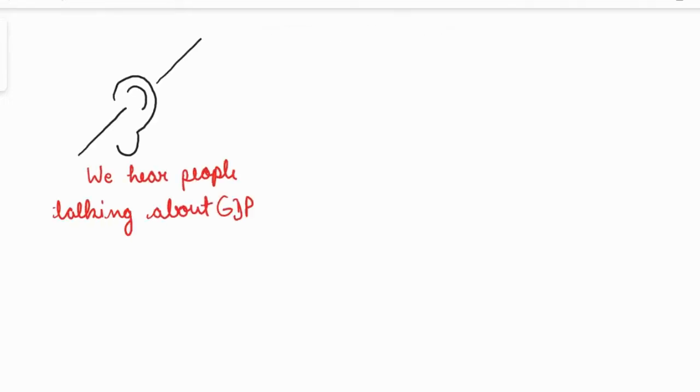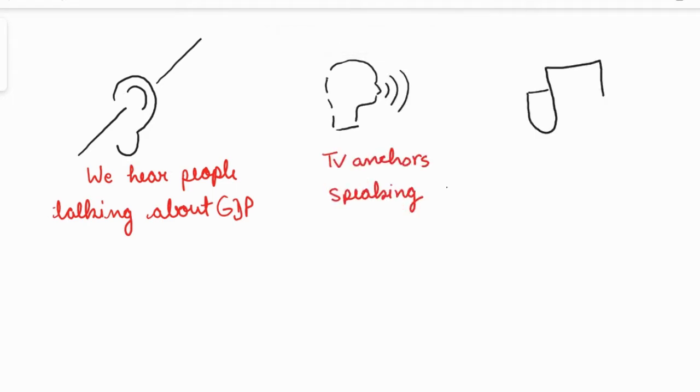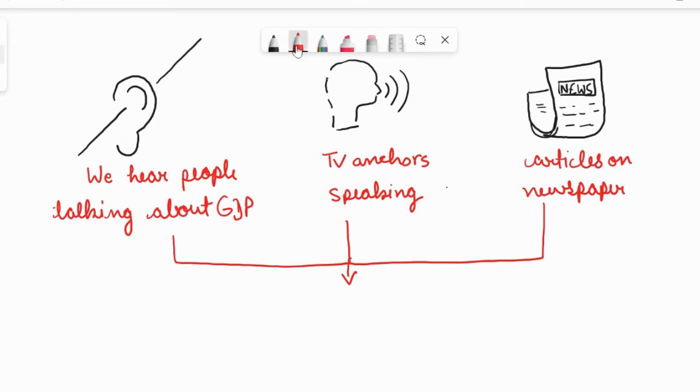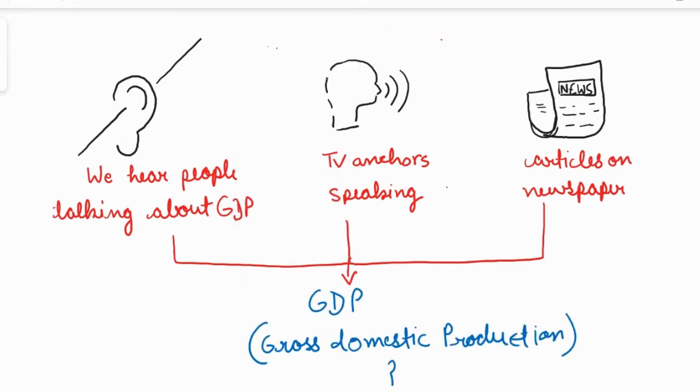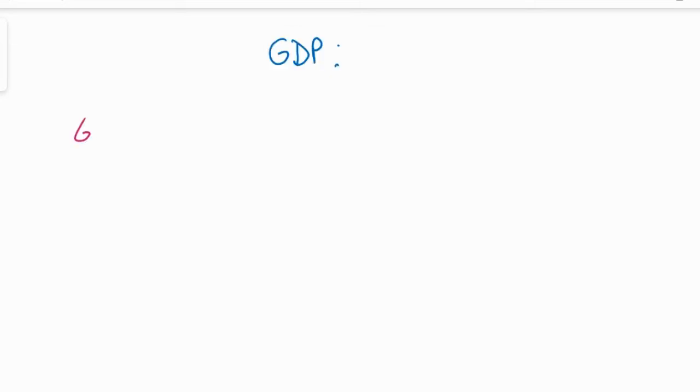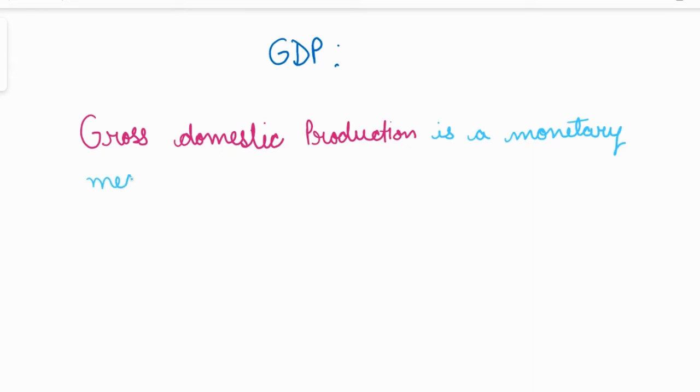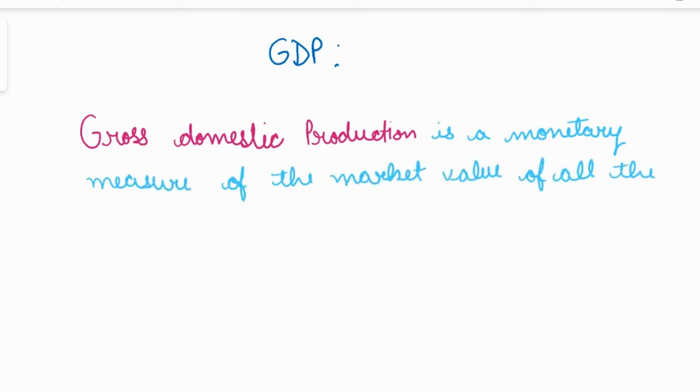GDP. We hear people talking about it, anchors speaking about GDP on televisions, and newspapers having long articles about GDP every now and then. But the question is, what actually is GDP? Let's find out. GDP, gross domestic product, is a monetary measure of the market value of all the final goods and services produced and sold in a year in a particular country.